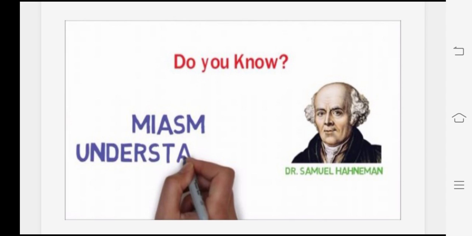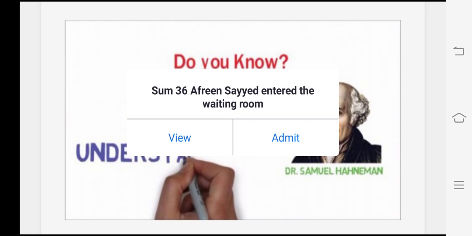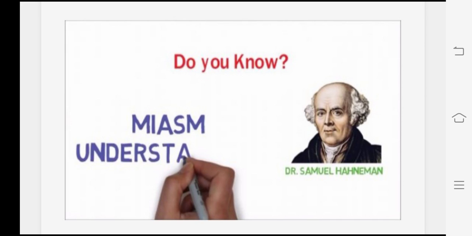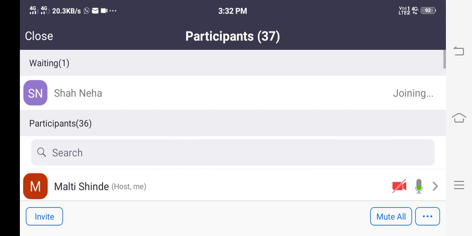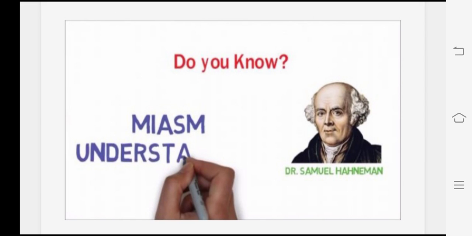It is a special type of miasm that explains the dog bite, that is, the bite of a mad dog. This is related to the miasm of hydrophobia. Hydrophobia means fear of water. And in this, the miasm takes effect the moment a person gets bitten by a mad dog.